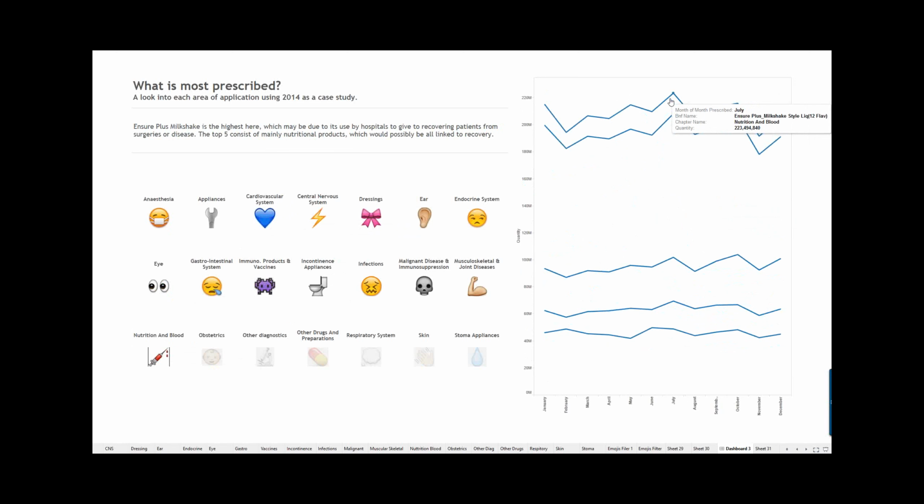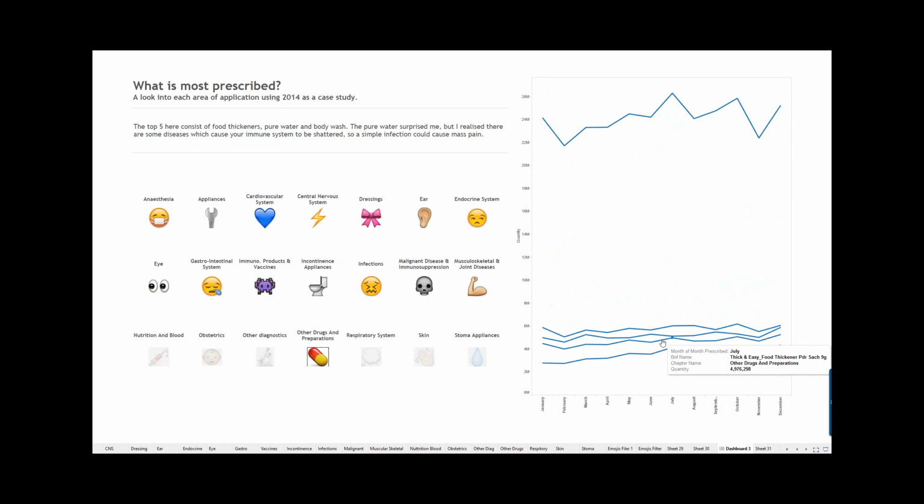this also includes things like appliances, stuff that's used within hospitals. So within hospitals, they might give this sort of product to recovering patients to get all their nutrients after a surgery or a disease. Similarly, I think there's a water down here somewhere. The drug preparations, perhaps. Here it is, yeah. There's a pure water. And again, Damian mentioned that after some sort of therapies and surgeries, your immune system is shot to bits, basically, so you can't have anything that may contain some sort of infection. So I found that quite interesting.